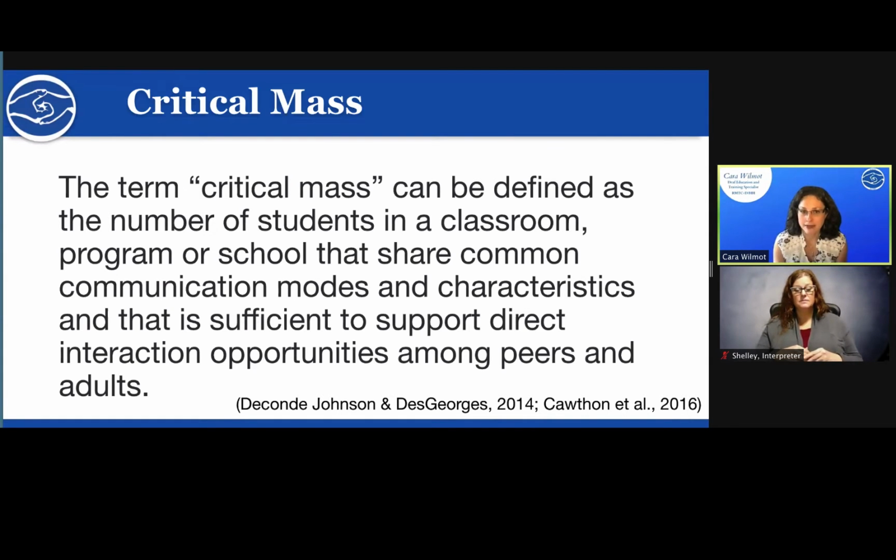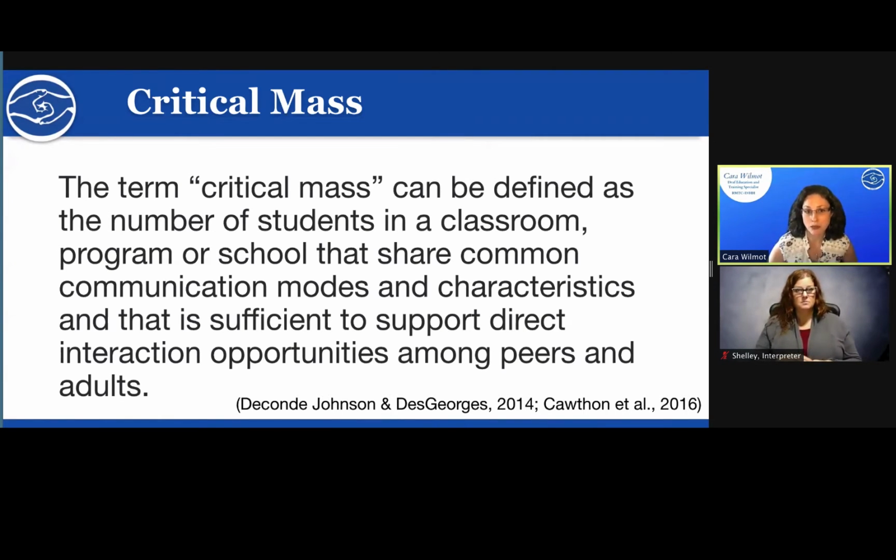The term critical mass can be defined as the number of students in a classroom or program or school that share common communication modes and characteristics that is sufficient to support direct interaction opportunities among peers and adults. 80% of vocabulary is caught through incidental learning, not taught directly. This was also illustrated in the video on the previous slide. This is why students must have equal access at the same time as their peers to provide the opportunity to improve their first language receptively and expressively.